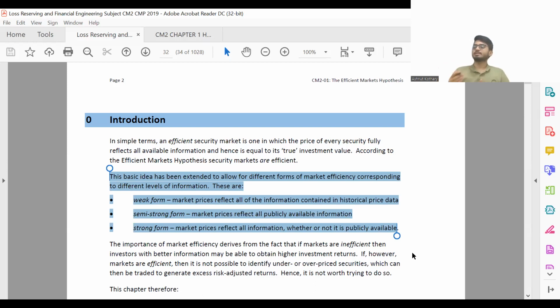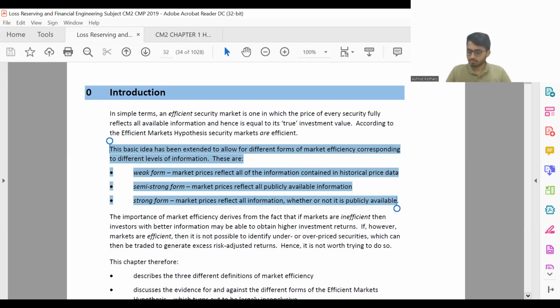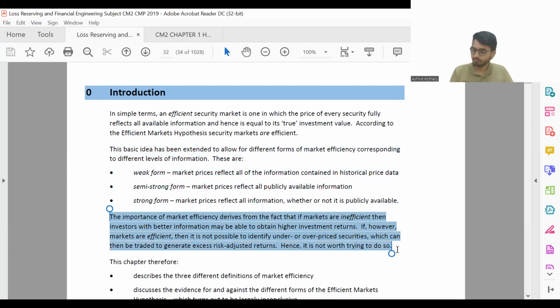If that is the case, then the markets won't be efficient, and if somebody cannot systematically generate higher risk adjusted returns, then we can say that yes, the markets are efficient in nature. So we'll go through this in the next section as well.